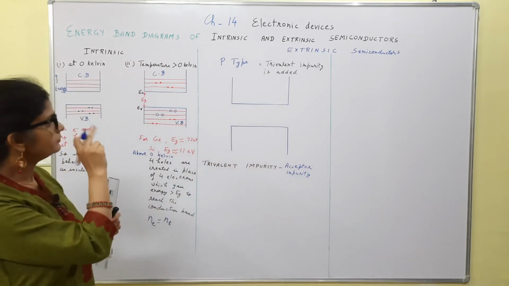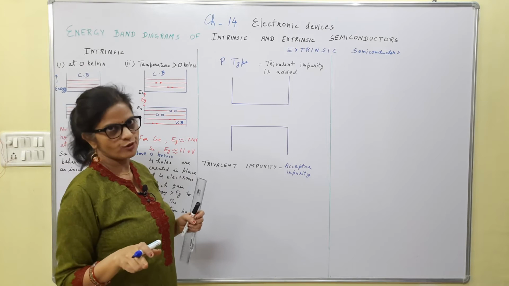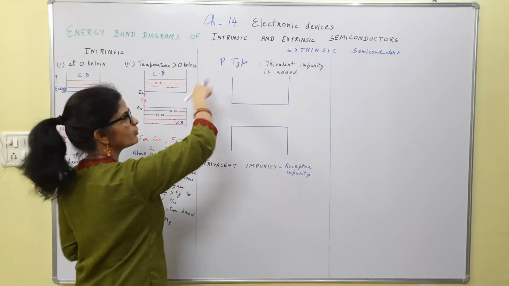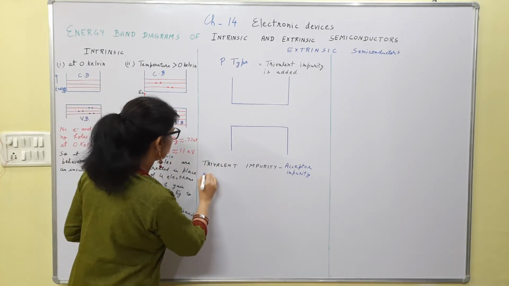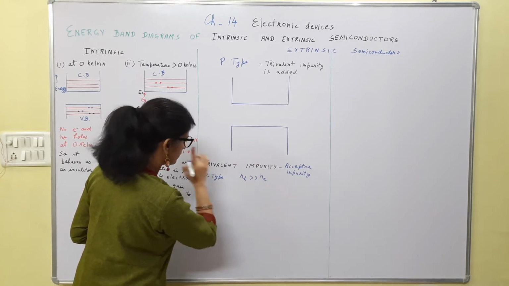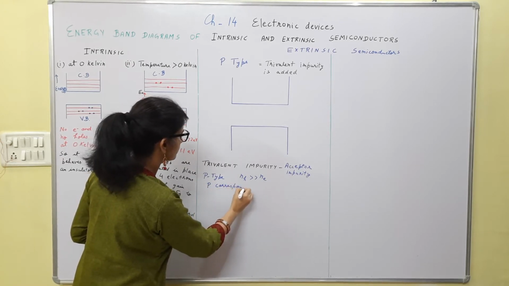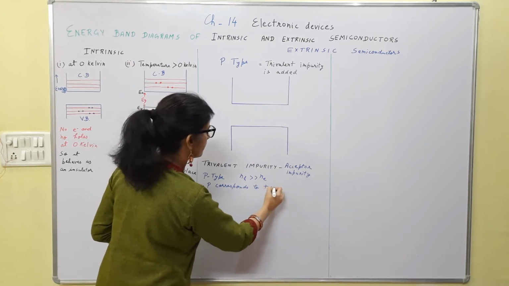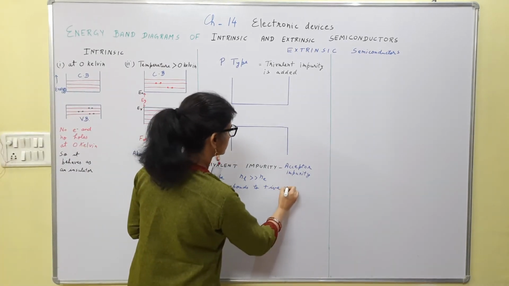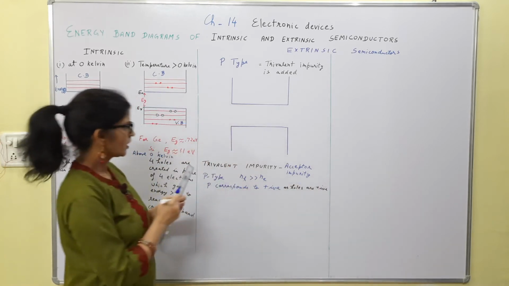Moreover, in p-type semiconductors, the number of holes is greater than the number of electrons. And holes behave as positive charge. So that's why you can relate this P to positive. So in p-type, the number of holes is very much greater than the number of electrons. So P corresponds to positive, as holes are positive. Right?